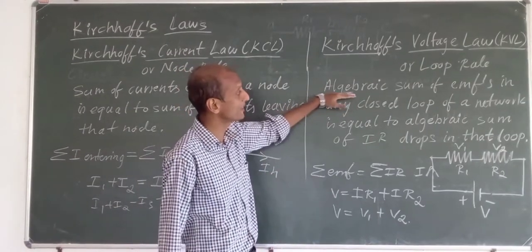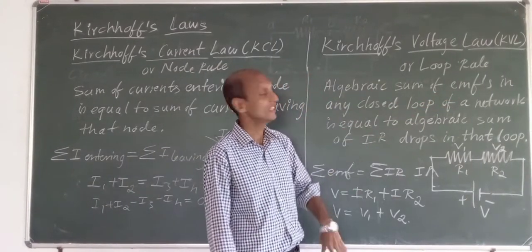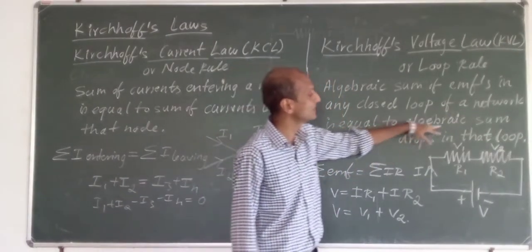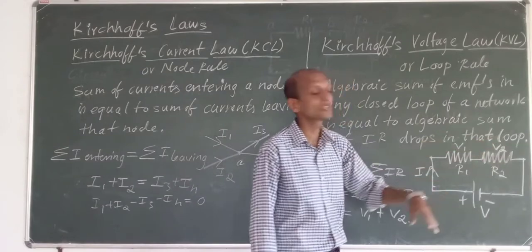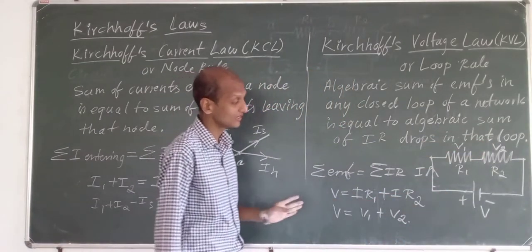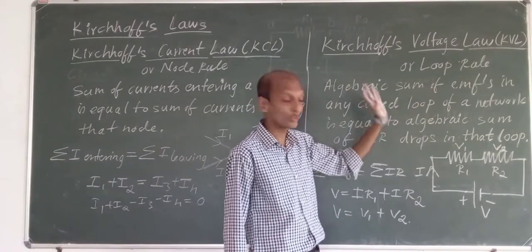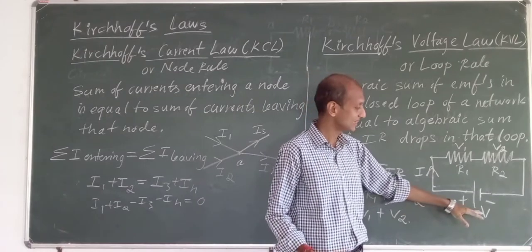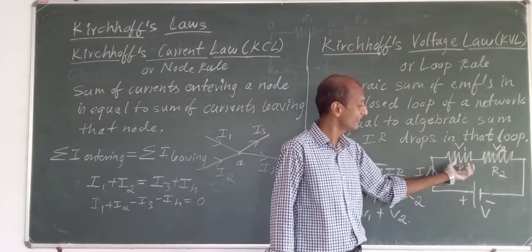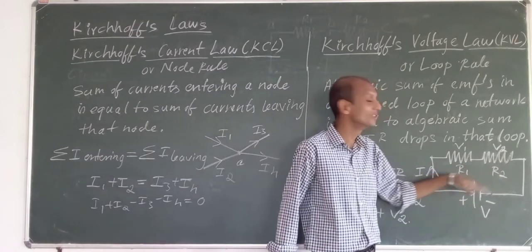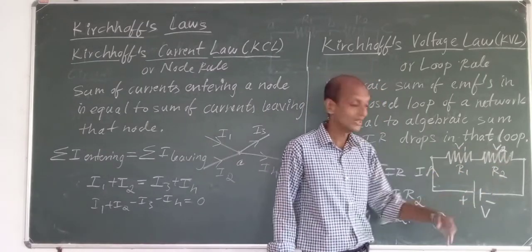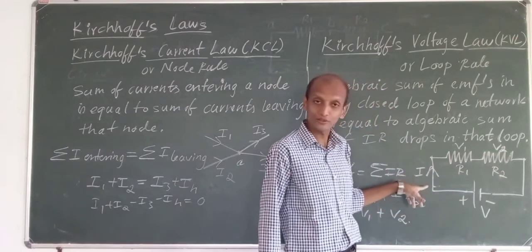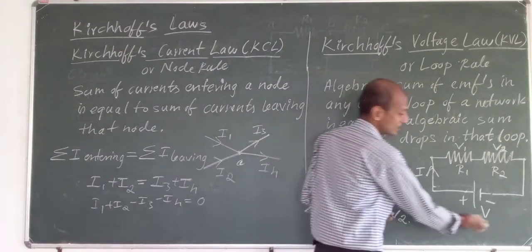Okay, so the algebraic sum of EMFs in any closed loop of a network is equal to the algebraic sum of IR drops in that particular loop. In the example I have taken, I have only one EMF applied, that is V. We have two resistors R1 and R2, which make two voltage drops V1 and V2. V1 is the voltage drop across R1, V2 is the voltage drop across R2, and current I flows here. Fine? Yes.